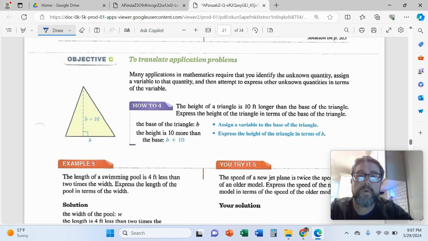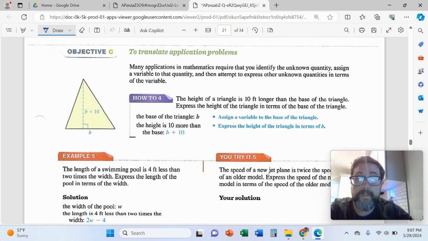Okay. To translate application problems: many applications in mathematics require that you identify the unknown quantity, assign a variable to the quantity, and then attempt to express the other unknown quantities in terms of variables.